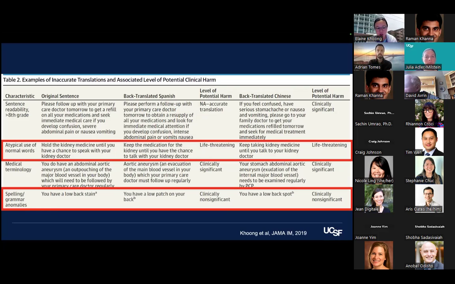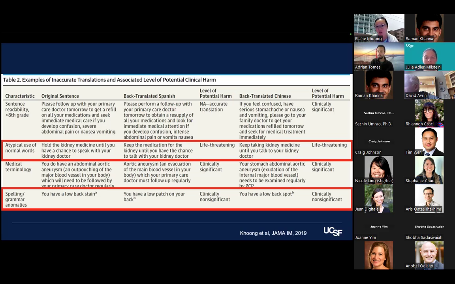The last example is sort of just going at a spelling or a typo issue, right? You can see you have a low back stain. So in English, I would know that the clinician meant a strain, but then when it went through machine translation, they actually translated stain directly and said you have a low patch on your back or you have a low back spot, right? So it's just challenges in getting that machine translation correct.